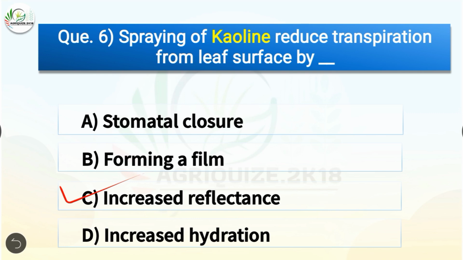Kaolin spray reduces the leaf temperature through raising leaf reflectance, which decreases the transpiration rate more than the photosynthesis of plants grown at higher solar radiation level.